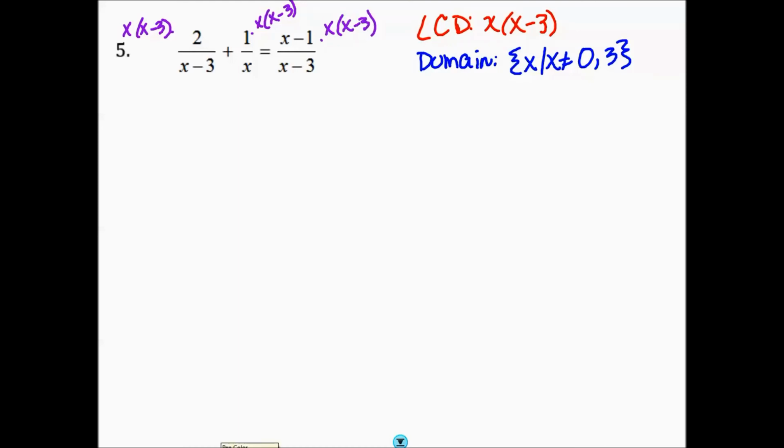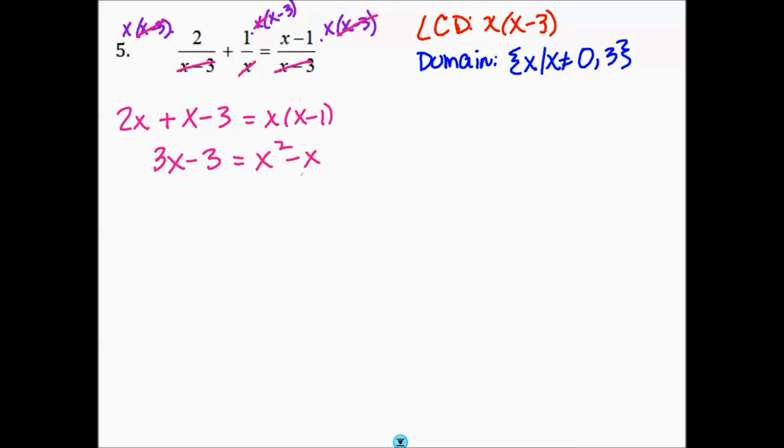then we need to cancel. In the first fraction, the x minus 3's cancel, so we're left with 2 times x, which is 2x. The second fraction, the x's cancel, so we're left with 1 times x minus 3, which is just x minus 3. Then on the right side, the x minus 3's cancel, so we're left with x times x minus 1. So now we can go ahead and combine our like terms on the left and distribute on the right. So we have 3x minus 3 equals x squared minus x.